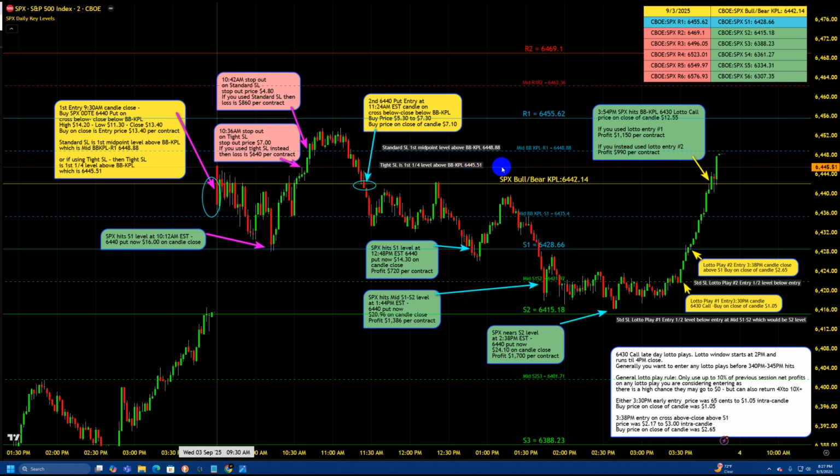Now in this particular version that is out now, the quarter levels are not automatically plotted, but you can easily manually plot them by simply taking the midpoint level here and the bull bear key price level, adding them together, and dividing by 2.